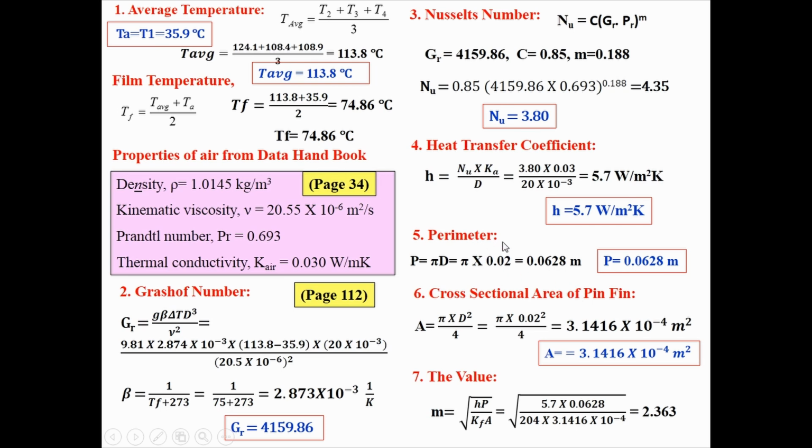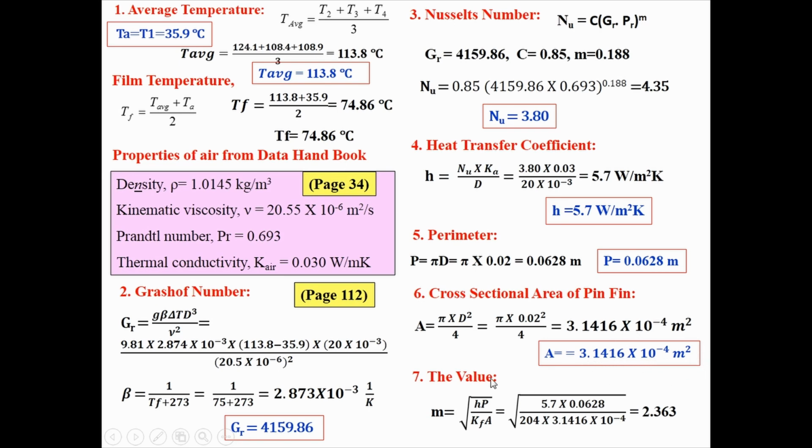Okay, thereafter you have to calculate the cross sectional area of the pin. What is the formula for the cross sectional area of the pin? We know already, that is capital A is equal to pi by 4 into D square, where D is the diameter of the pipe. Again substitute, and you will get the cross sectional area of the pin, A equal to 3.1416 into 10 to the power of minus 4 meter square.